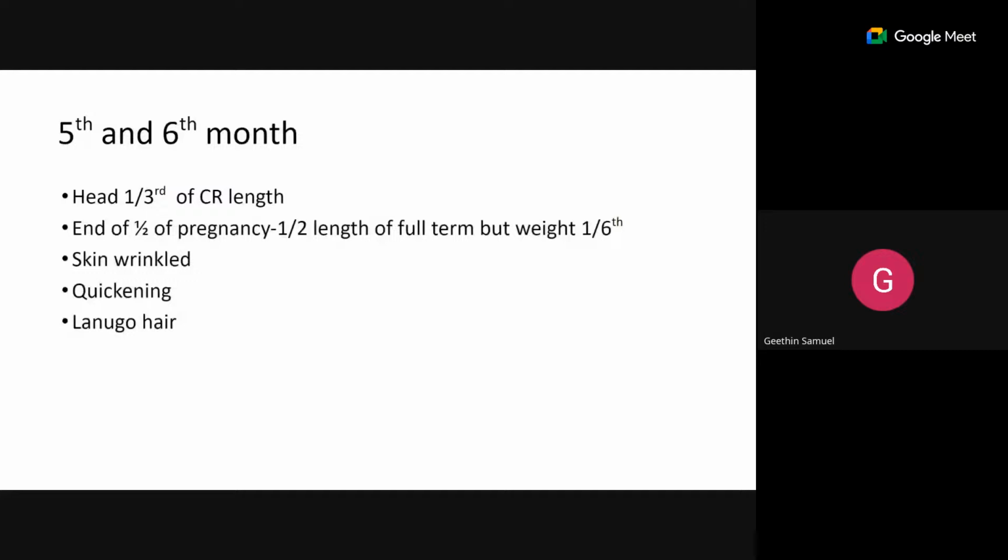Then you have lanugo hair, that is fine hair that appears over the body. Then there will be development of hair in the eyebrows and scalp in the 5th and 6th month.